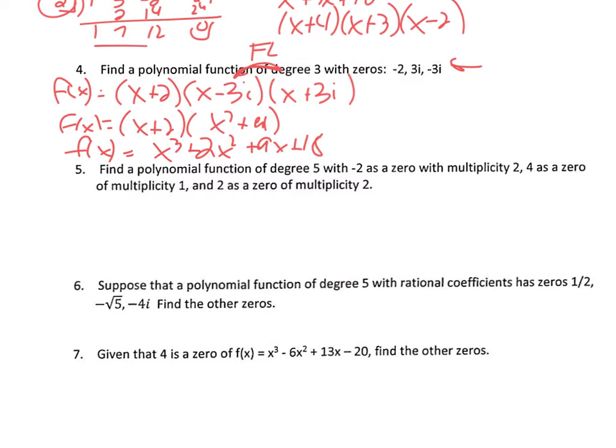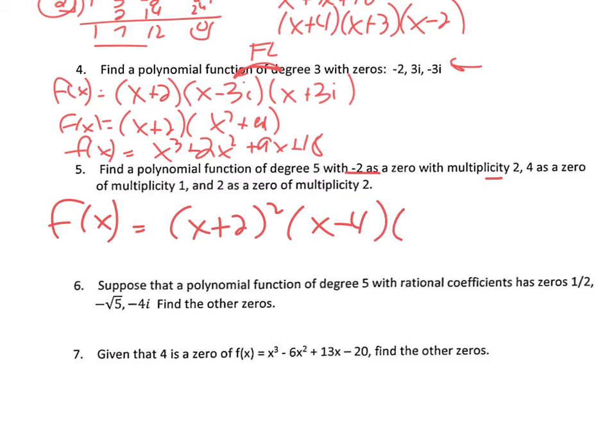On number 5, I'm just letting you set that up. That's all you have to do. I'm not going to make you multiply that out tomorrow, so you can just say degree 5, -2 has a multiplicity 2, so I'm going to put x plus 2 squared. That's the multiplicity, is the exponent. 4 is a 0, you write that x minus 4. Multiplicity 1, so no exponent. 2 is a 0, you write x minus 2. Multiplicity 2, 2 is your exponent.